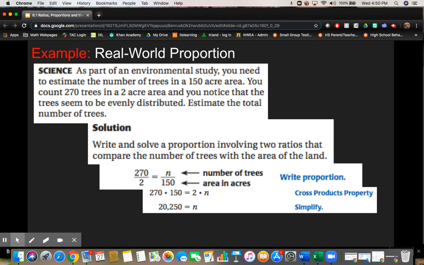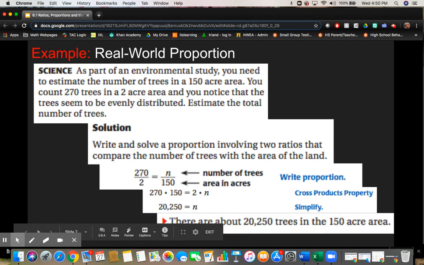You're going to get that n has to be 20,250. What does that answer mean? That answer means that there's about 20,250 trees in that 150-acre area. See, told you didn't want to walk around and count.